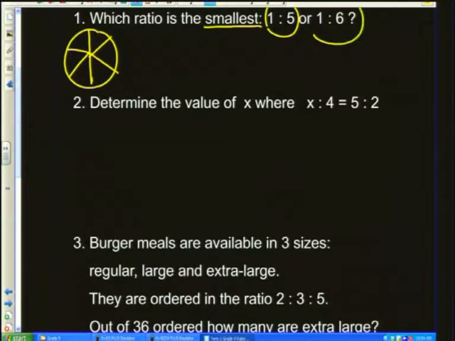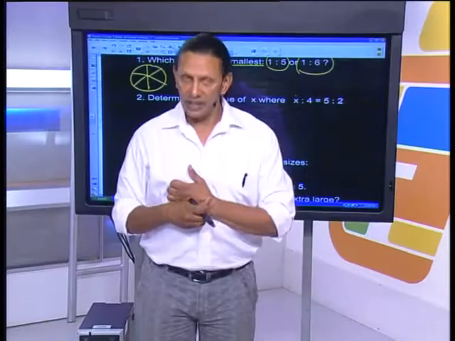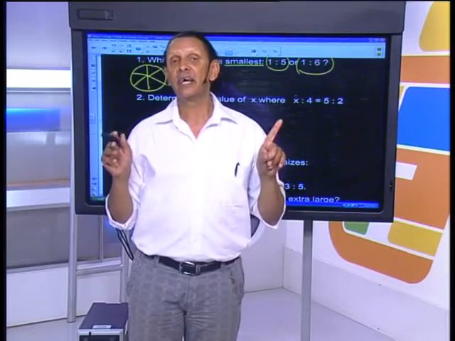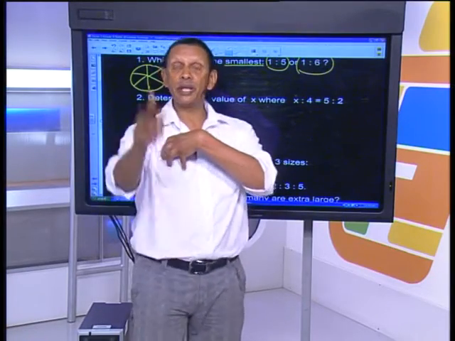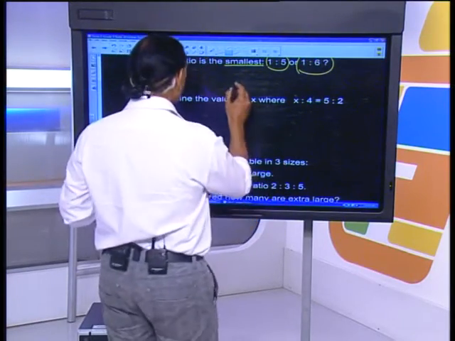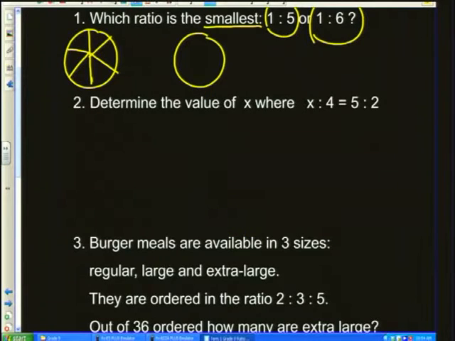The other ratio is 1:6. So how many pieces do we have now? Yes, we have 7 pieces. Remember, if I take 1 piece, you take 6. So there should be 7. So the other pizza will be in 7 pieces: 1, 2, 3, 4, 5, 6, 7.